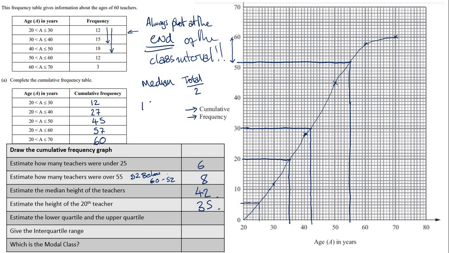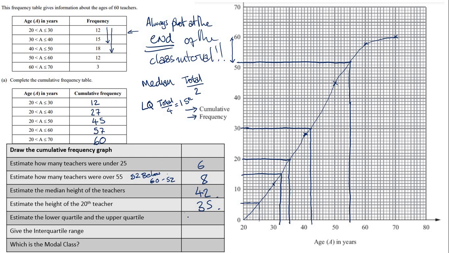Now, the lower quartile is 1/4 of the way into your data. If there were 60 people in a row, all stood next to each other, 1/4 of the way in will be your total over 4, which is going to be the 15th person. So go from 15 across and down, and we'll end up with 32.